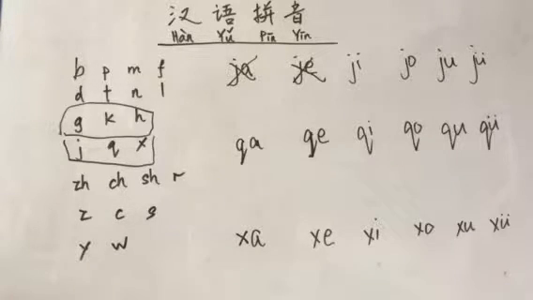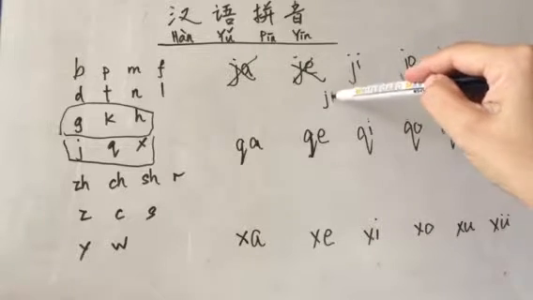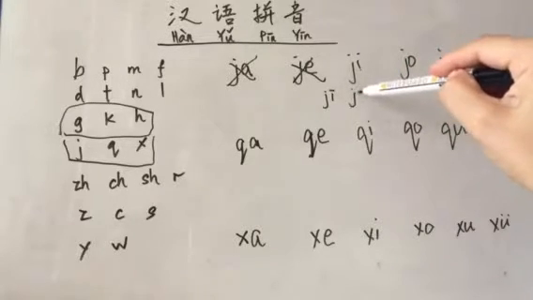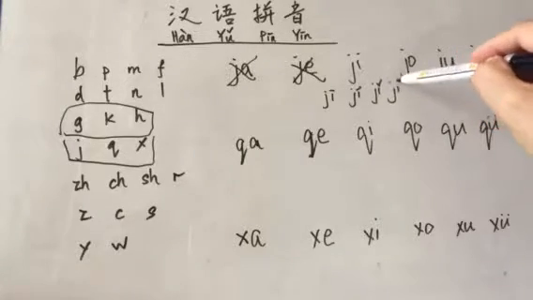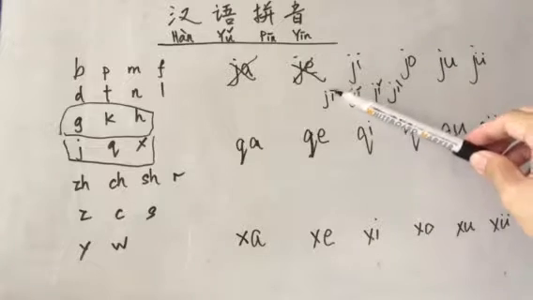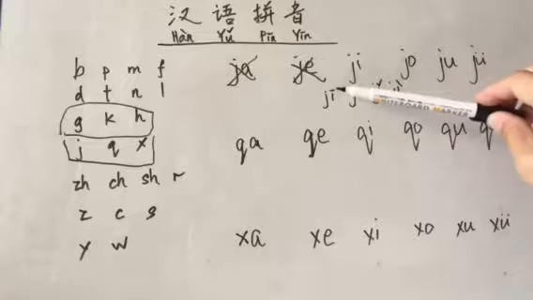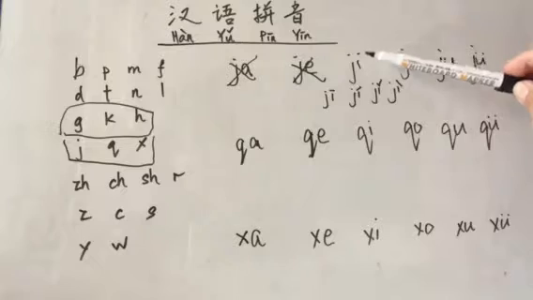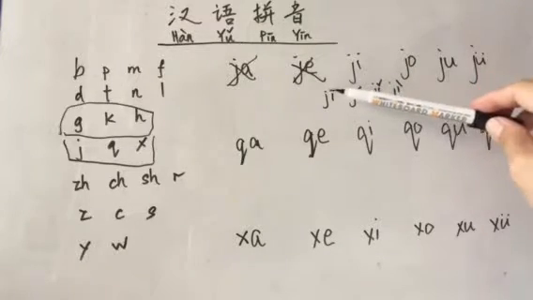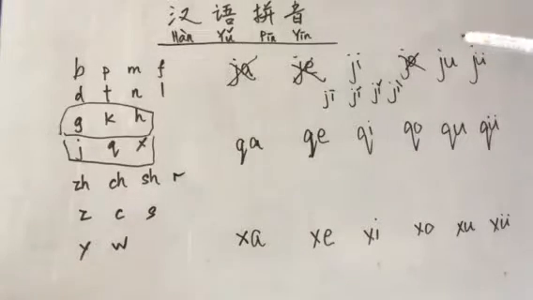And how about the fourth ones? Ji, Ji, Ji, Ji. So look at this: the fourth tone, first tone, second tone, third tone, and the fourth tone. When you add the tone, you place it on top of I: the small dot on top of I will be replaced by the tone. Ji, ji, ji, ji.